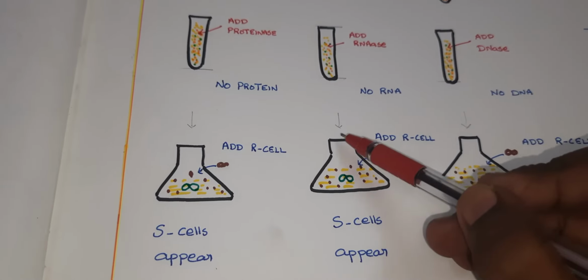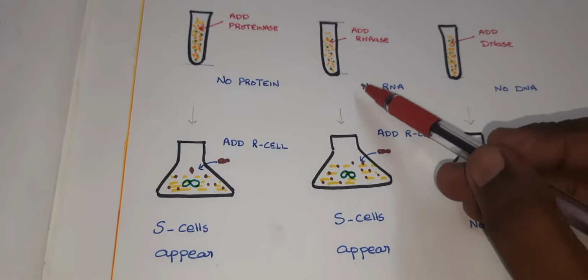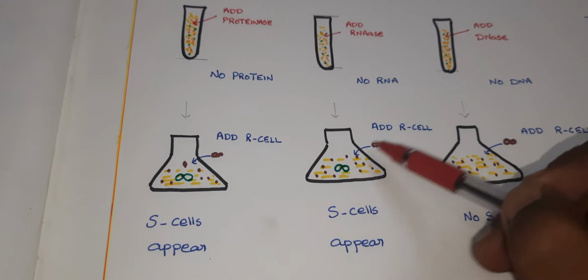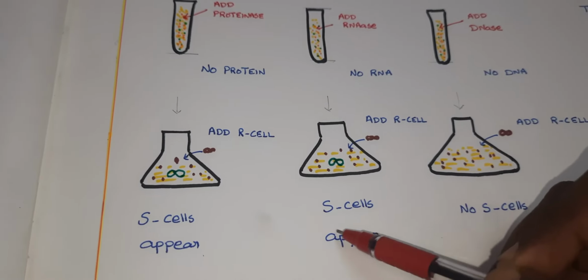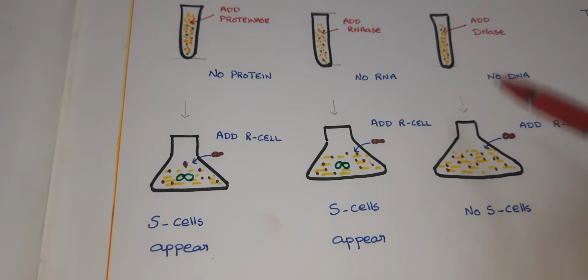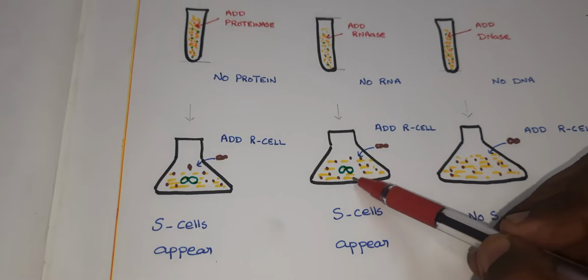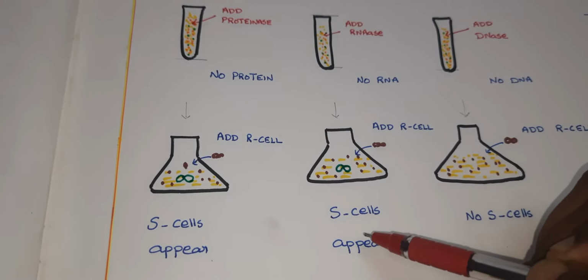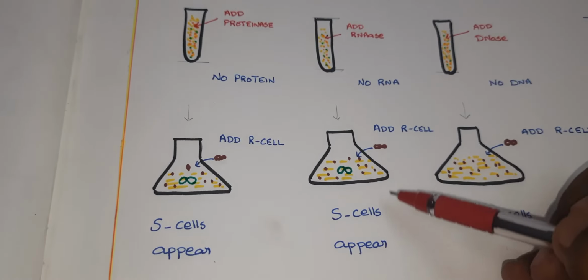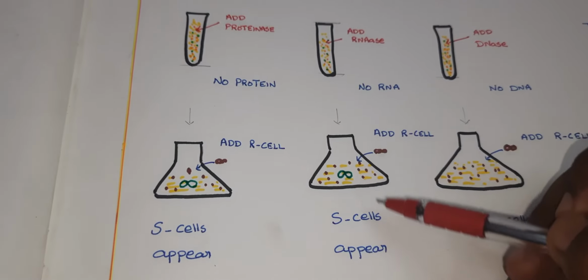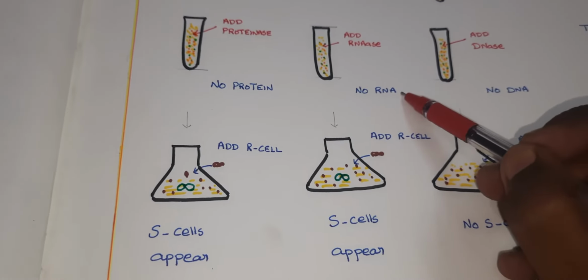Then in the second solution, there is no RNA. R cells were added and S cells also appear here. That means if RNA were the genetic material, and there is no RNA, then S cells would not appear. So the second flask concludes that RNA is not a genetic material.